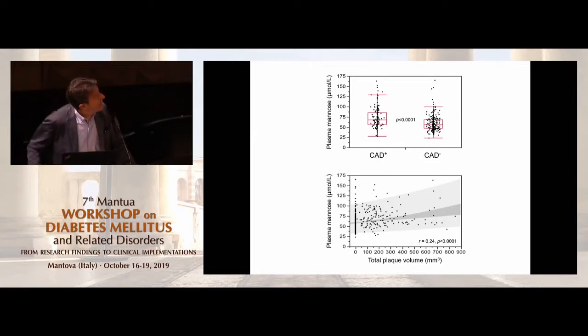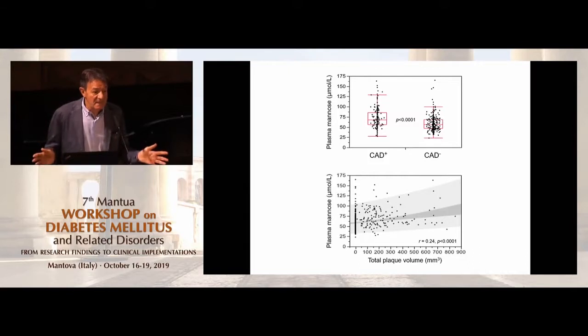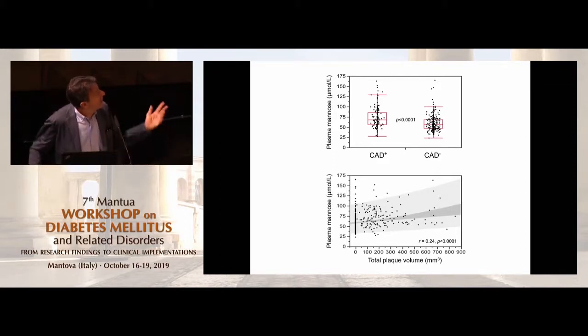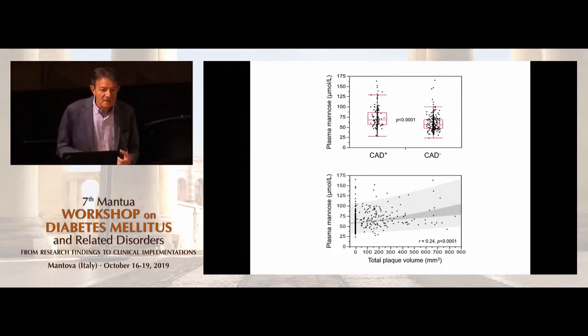So I divided the population, which was about 500 people, all undergoing CCTA, into those with completely clean coronaries and those with CAD, coronary artery disease. And as you can see, the mannose levels follow, as well as, the cardiologists can measure total plaque volume, and even using these sophisticated scans, they can even give you an idea of the plaque composition. And this again resonates with what Angelo was talking about.